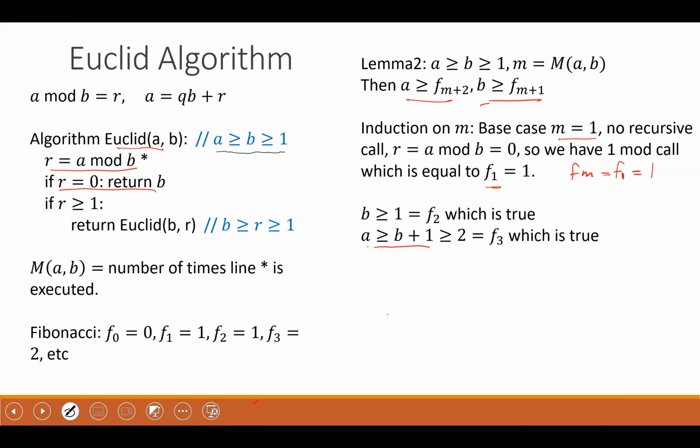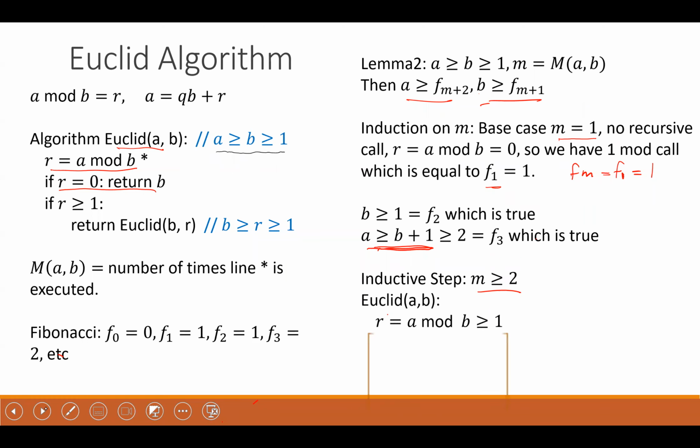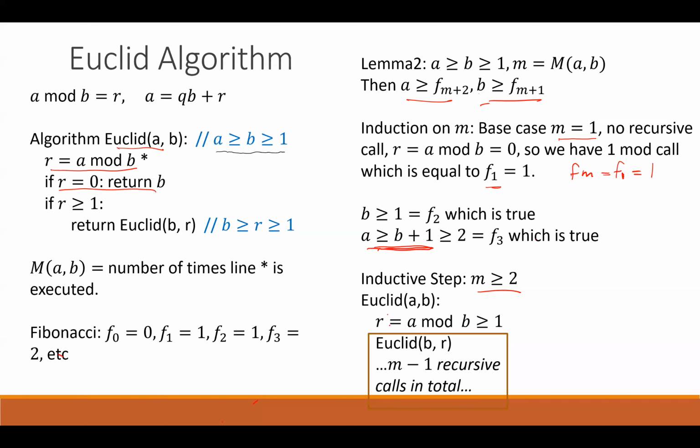So we're going to proceed with this assumption that A is at least as big as B plus 1. Okay, so our base case is true. Now we want to prove it for M at least 2. So we're going to make one call to the mod function, and then in our recursive call to Euclid, we make M minus 1 recursive calls.